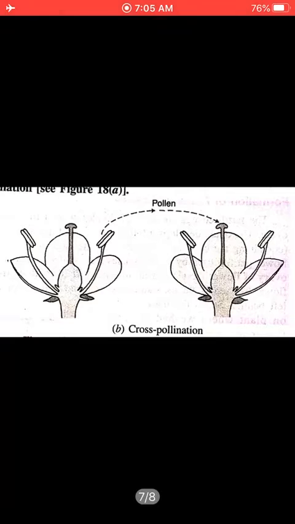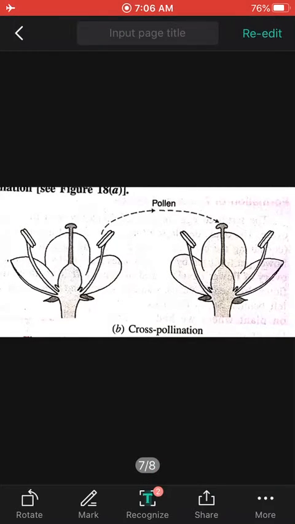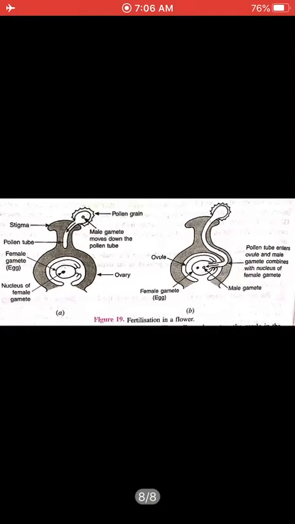Now, cross-pollination. What is cross-pollination? It is also the transfer of pollen grain from anther to stigma, but it involves two flowers, from the same plant or from other plants. Means pollen grains are transferred from the anther of one flower to the stigma of another flower. This is cross-pollination. Now let's come to fertilization.